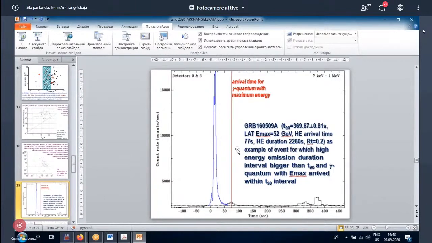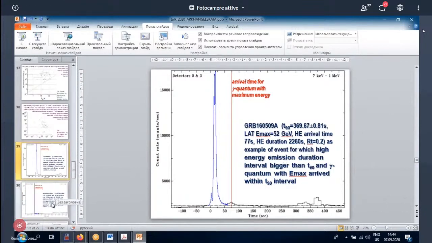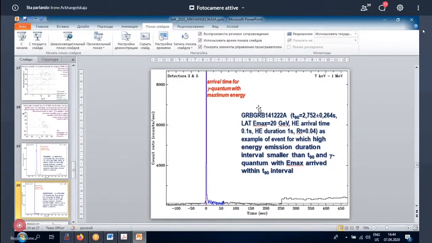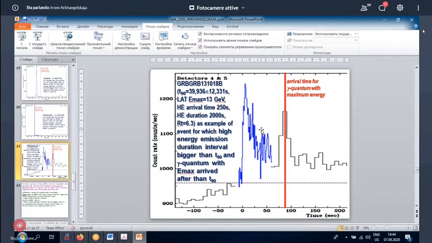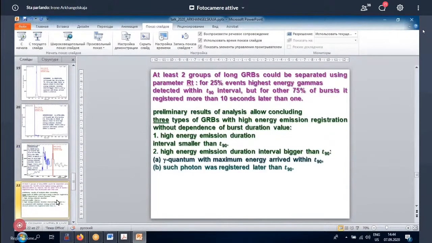First, a burst for which the arrival time of the gamma quantum with maximum energy was later than T sub 90. For this burst, it is inside of the T sub 90 interval. And for this burst, the high energy emission duration interval is bigger than T sub 90, and the gamma quantum with maximum energy arrived after the T sub 90 again.